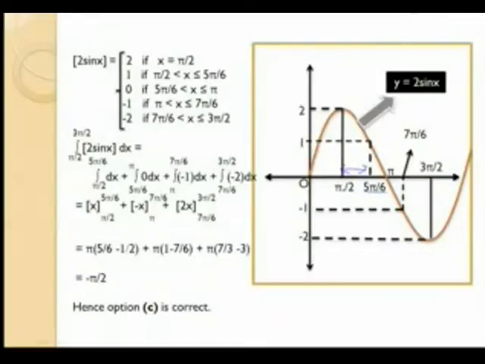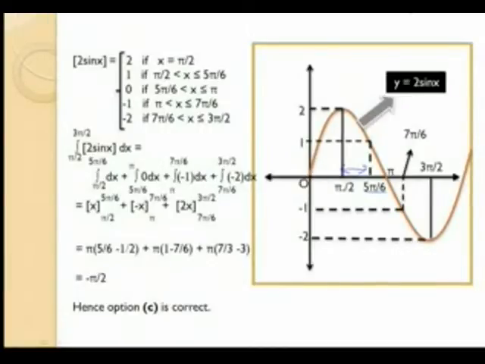And we can note that when x lies between 7 pi by 6 to 3 pi by 2, in this interval, we get f(x) from minus 1 to minus 2. Hence the greatest integer function of this portion would be minus 2. So we can define 2 times sin x under the greatest integer function as equal to 2 when x is equal to pi by 2, equal to 1 when x is greater than pi by 2 and less than or equal to 5 pi by 6, equal to 0 when x is greater than 5 pi by 6 and less than or equal to pi, equal to minus 1 when x is greater than pi and less than or equal to 7 pi by 6, and equal to minus 2 when x is greater than 7 pi by 6 and less than or equal to 3 pi by 2.